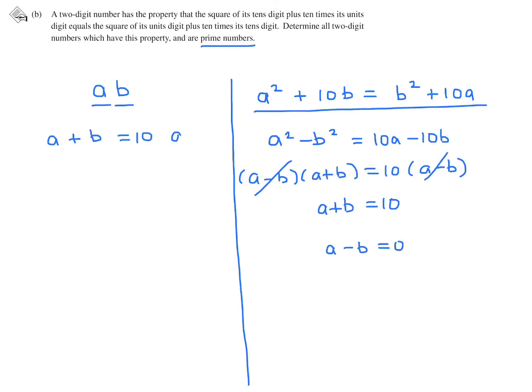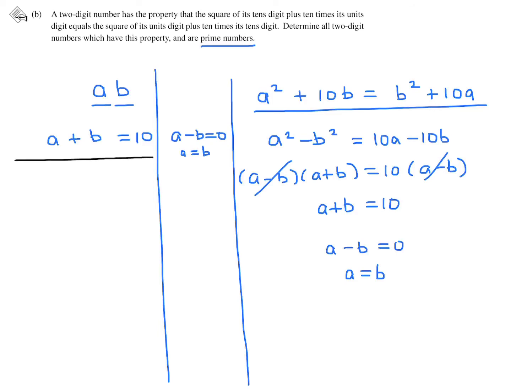And a minus b equals 0. That actually means something, right? It means that a is equal to b. So I think that's easier to look at than a minus b equals 0. So there you go. We're going to have two sets of numbers. First one with this condition, second one with this condition, and then at the end we have to pick the ones that are prime. First, let's start with a equals b.